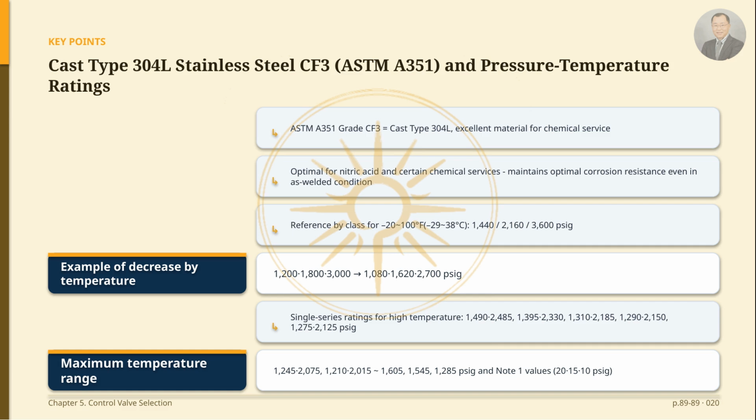In high temperature ranges, they take values such as 1490 and 2485, 1395 and 2330, 1310 and 2185, 1290 and 2150, and 1275 and 2125, and continue to 1245 and 2075, and 1210 and 2015 at higher temperatures. In the highest temperature range, values such as 1605, 1545, and 1285 appear, along with the 20, 15, and 10 sig values corresponding to Note 1.